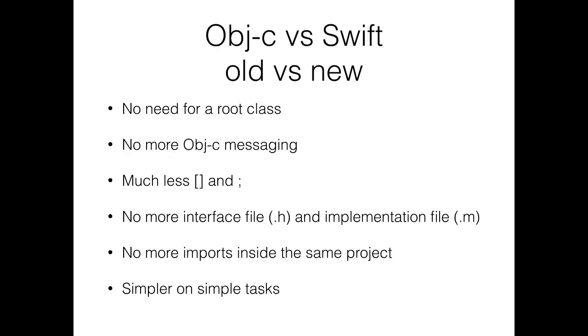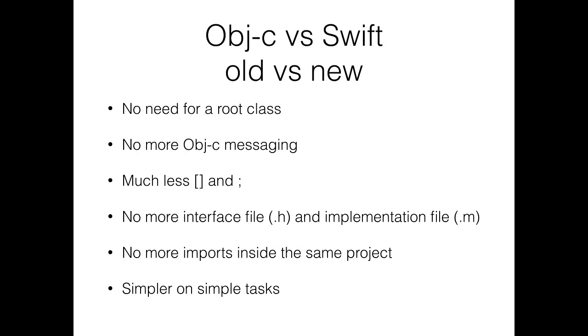So, old versus new. Some things that are notoriously different. There's no need for a root class in Swift, so you don't need to inherit from NSObject anymore, NSObject being the base class of Objective-C. Objective-C used messaging instead of dot notation. Messaging no more in Swift. Some people like it, some people dislike it. One thing is for sure: less square brackets, yay, and less of that symbol there.